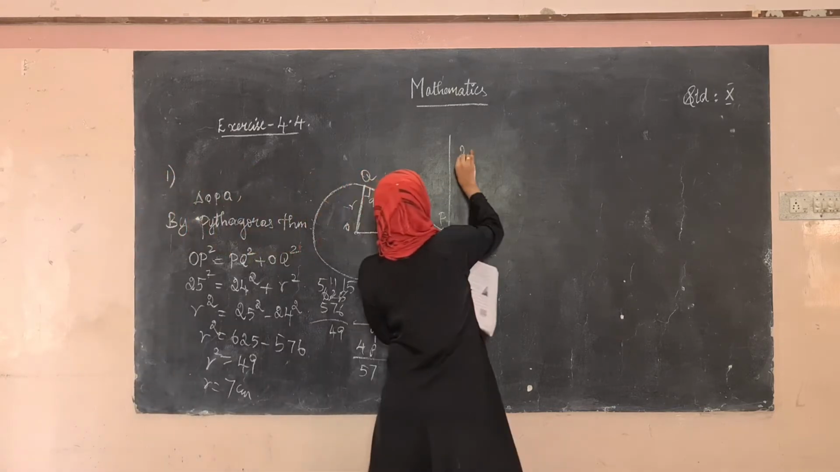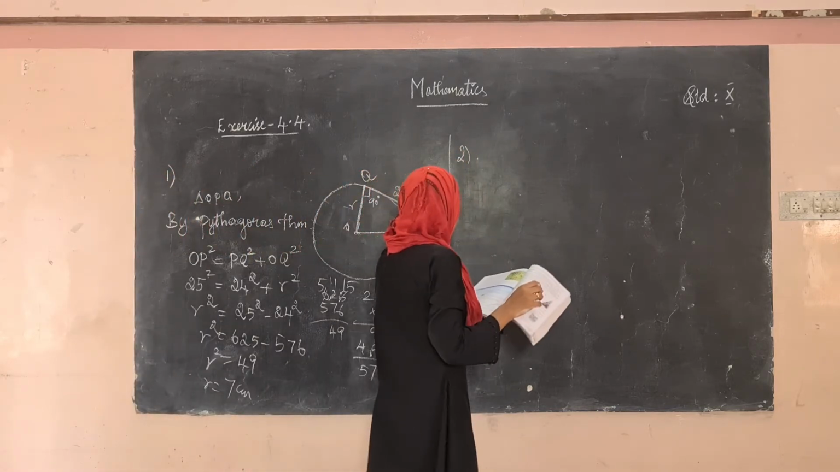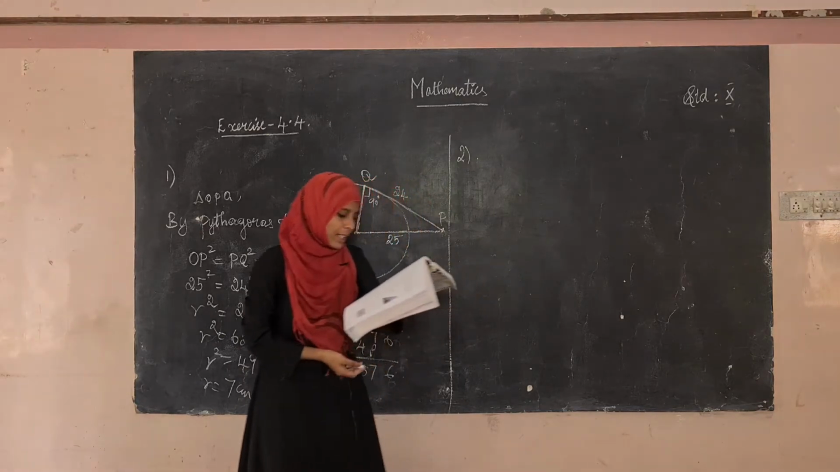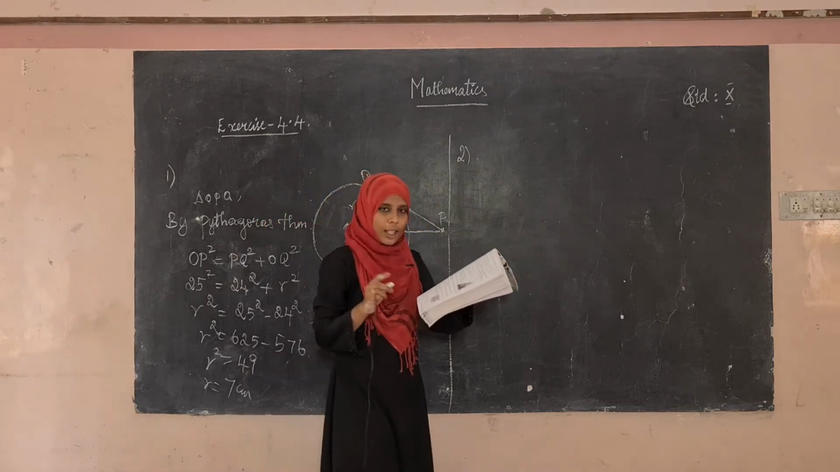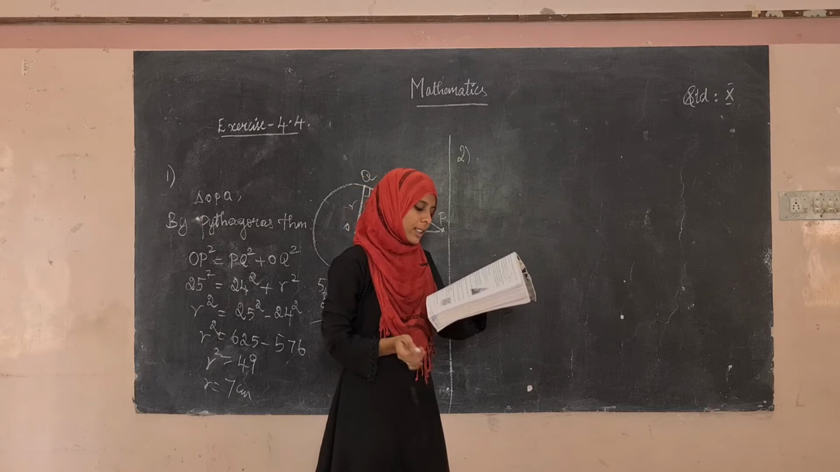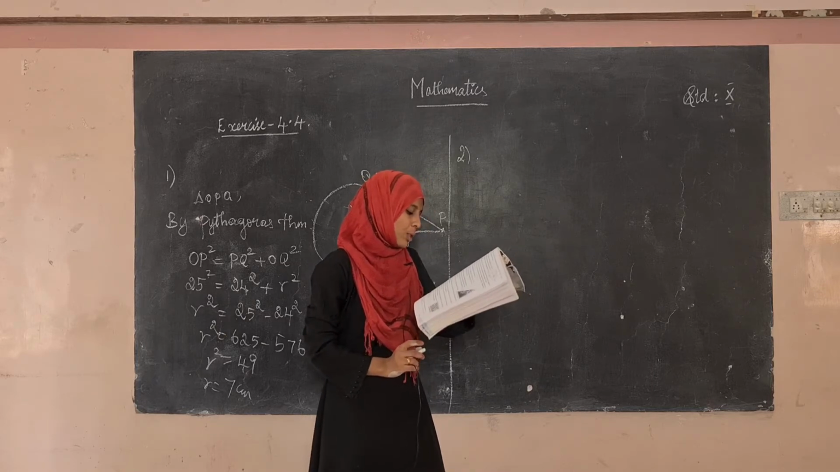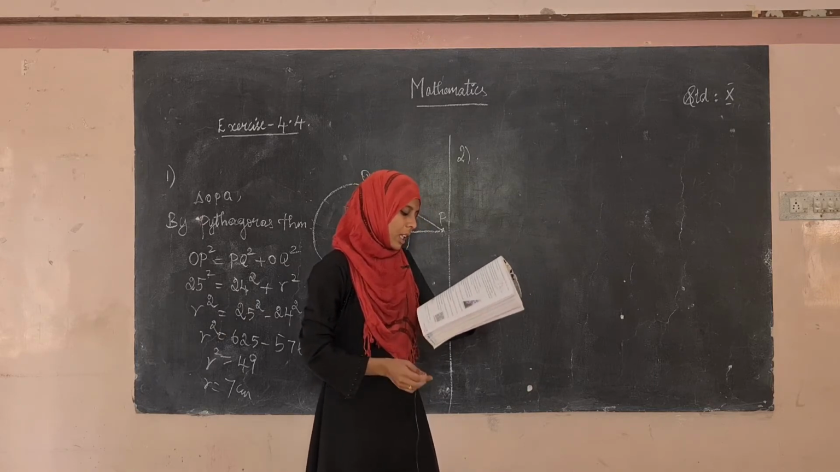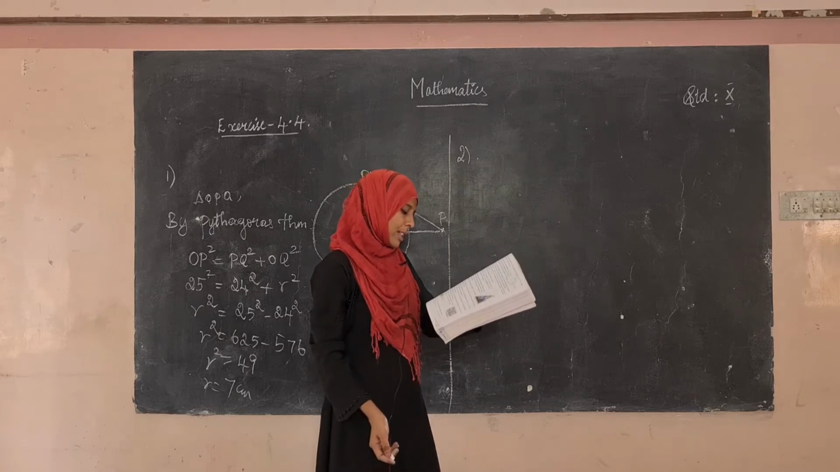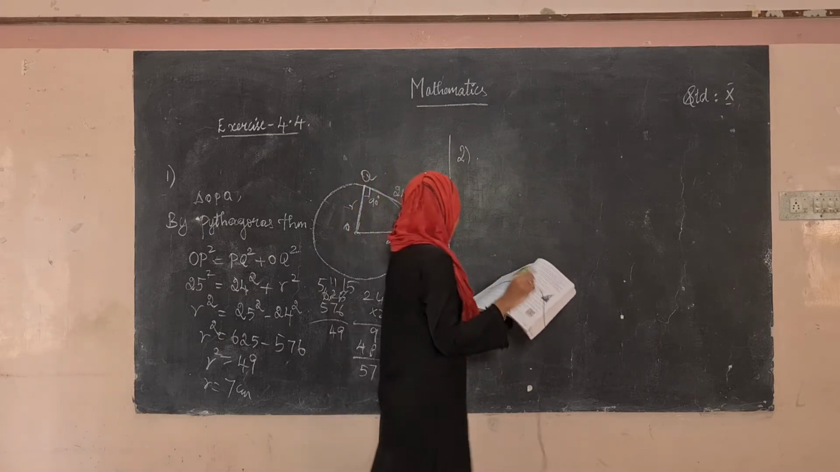See the second sum. Triangle LMN is a right angle triangle with angle L equal to 90 degrees. A circle is inscribed in it. The lengths of the sides containing the right angle are 6 cm and 8 cm. Find the radius of the circle.